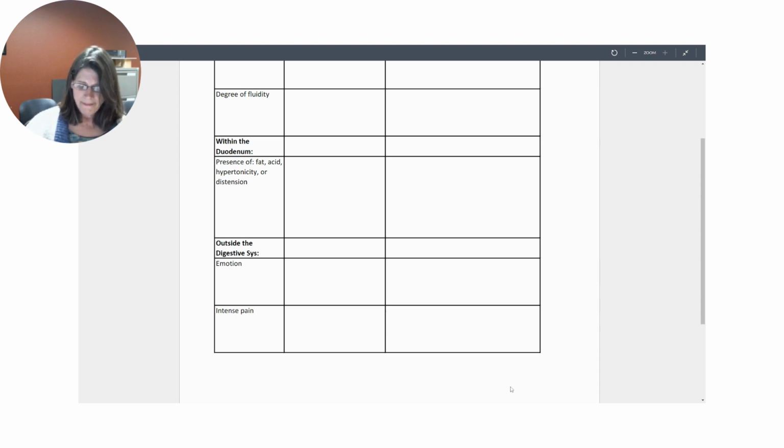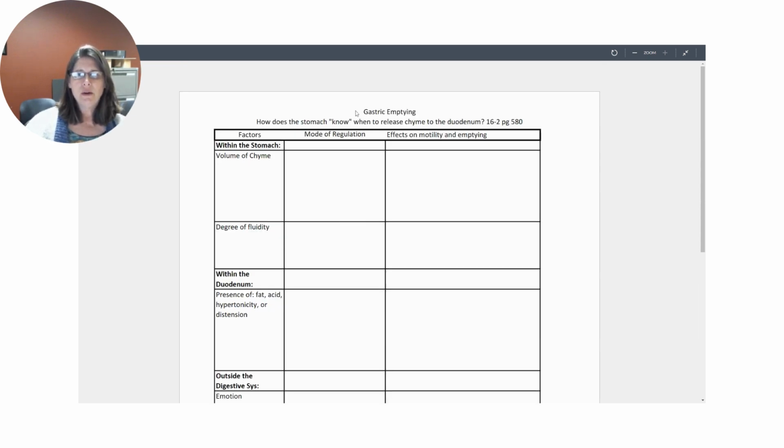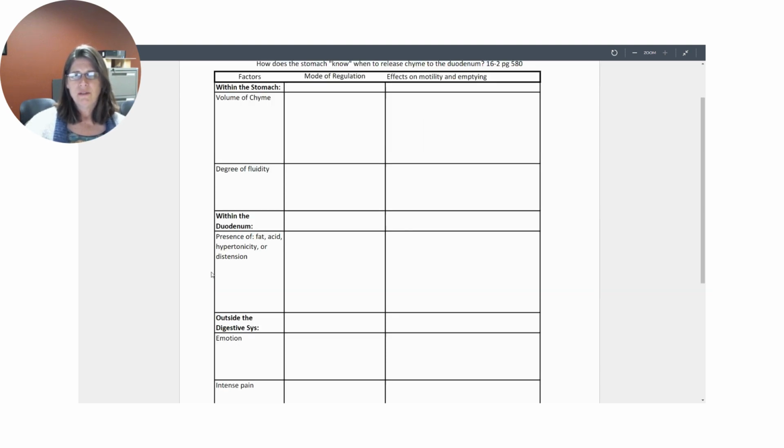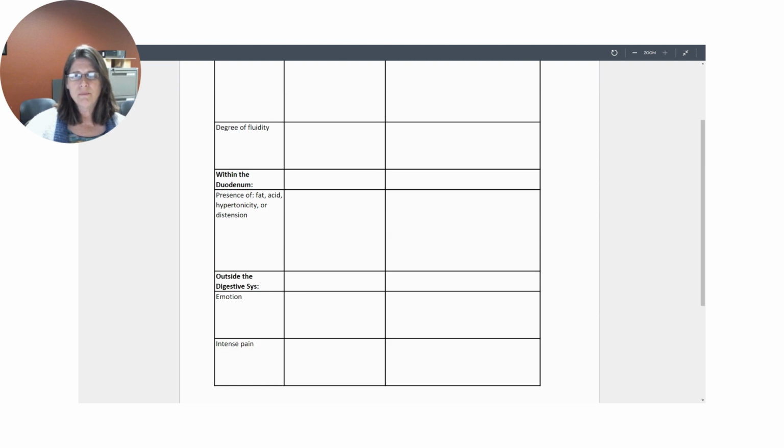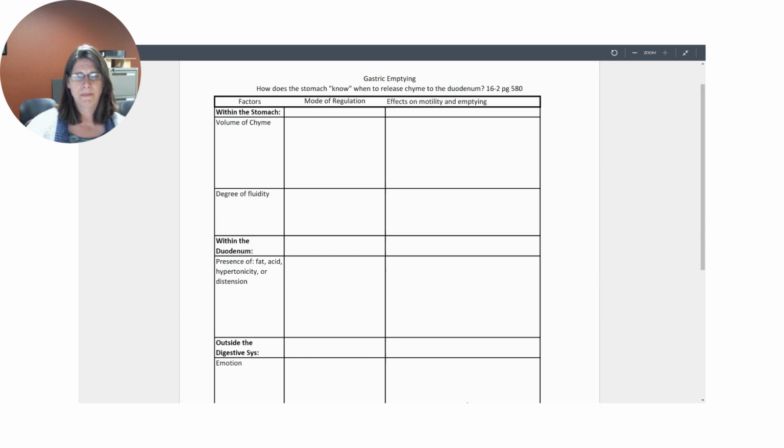Okay. So again, make sure you really understand, how does gastric emptying occur? Does the digestive system control the release of that acid chyme out of the stomach into the duodenum? And we broke it up as factors within the stomach, factors within the duodenum, and factors outside of the digestive system. Thank you.